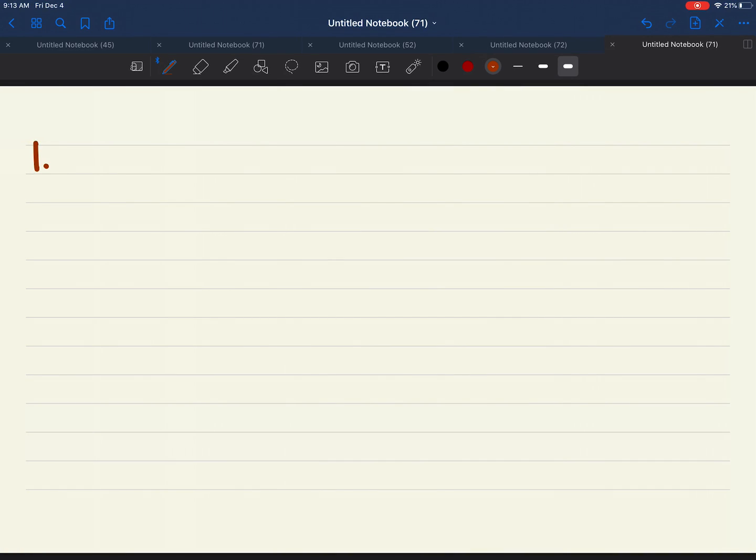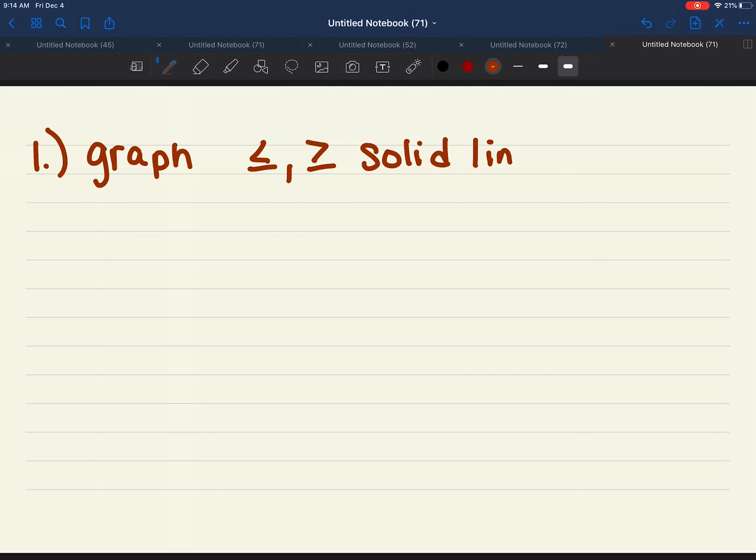Okay, so I'm going to give you the rules for that first. When we graph, if you have less than or equal to, greater than or equal to, you're going to use a solid line. If it's just less than or greater than, you're going to use a dashed line.